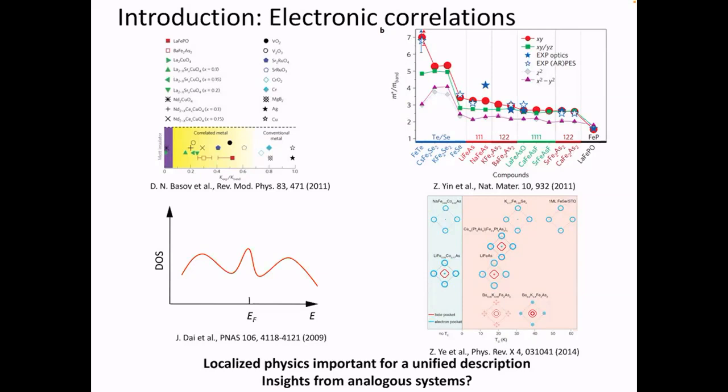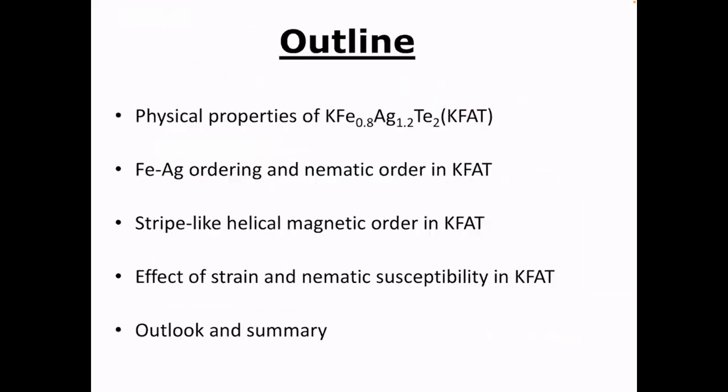All right, so my talk will be divided into the following sections. Firstly, I'll describe the physical properties of this compound, this KFe1.8 material, and then I'll show that it actually exhibits some ordering as well as nematic ordering. And then, interestingly, it has a magnetic order that is what I call a stripe-like helical magnetic order, and I'll describe what that means. And then I'll show that it responds to strain, as well as a nematic instability very similar to the iron-based superconductors, followed by a summary.